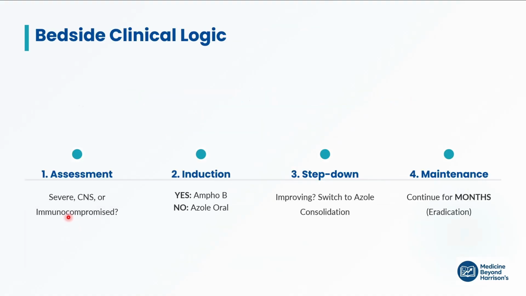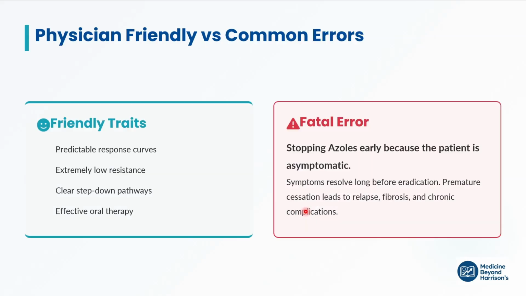Clinical logic: if the patient has a severe CNS or immunocompromised infection, then go for amphotericin B. If not, then go for oral azole therapy. Step down to azoles if the patient is improving with amphotericin B, and continue for months for eradication.